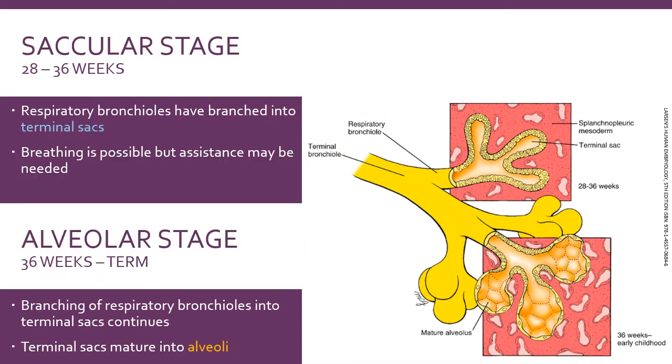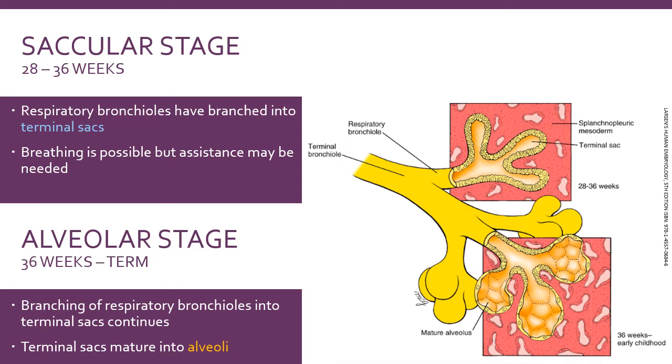Okay, the saccular stage from 28 to 36 weeks. So at this point, we're seeing branching of the respiratory bronchioles into what are called terminal sacs. So we're not going to get further branching out from there. Those are the sacs. And at this point, a baby born in this range may be able to breathe. There is some functional gas exchange that can occur out from the terminal sacs into the surrounding blood vessels and vice versa, although many babies born in this age range will need some sort of respiratory support.